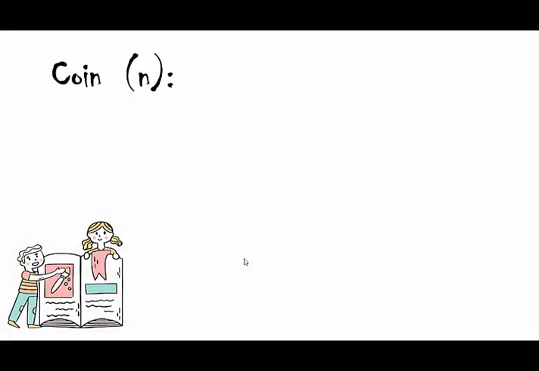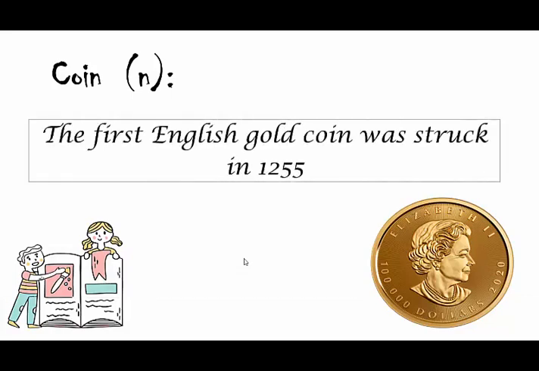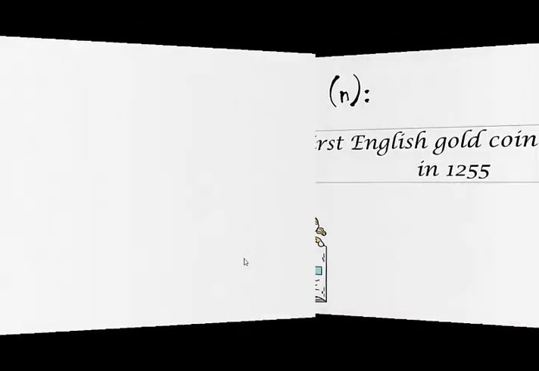Coin. Here we have the picture of a coin. A small flat piece of metal. As you can see, a small flat piece of metal. The word is coin. Here we have an example. The first English gold coin was struck in 1255. Okay, coin.